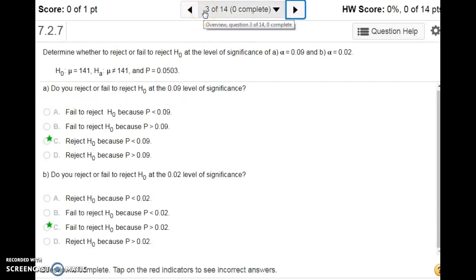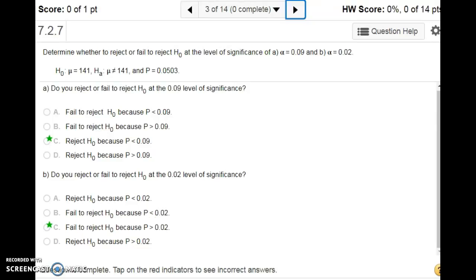And 2 and 3 are the same. I'm just looking at 3 for an example. The rejection really depends upon your alpha, your level of significance. For example, a p-value right here, 0.0503. If alpha is 0.09, our p-value is less than that, so we're going to reject. But if we change alpha to 0.02, we would fail to reject because 0.05 is bigger than 0.02.